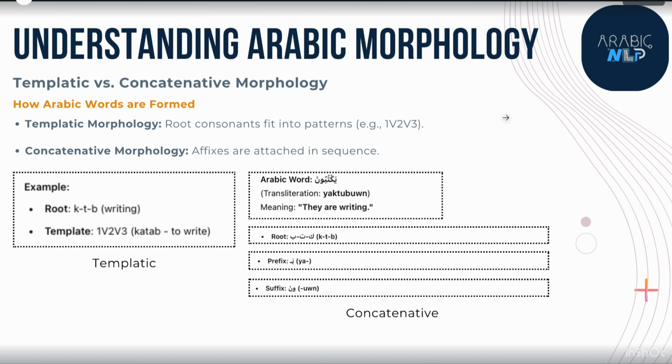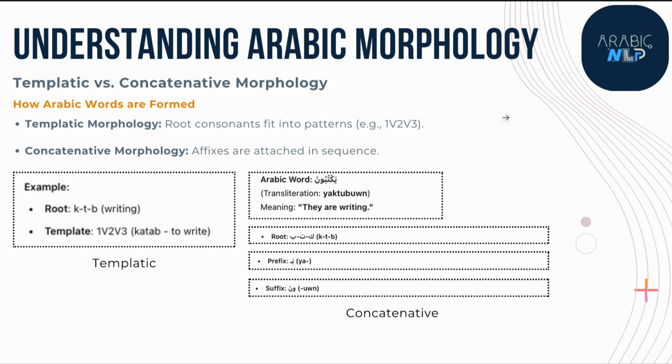Now we want to talk about different things: how Arabic words are formed. We have what's called templatic morphology, and we have the concatenative morphology. Speaking about templatic morphology, roots are placed into patterns to form the words. For example, if we have this root kataba, writing, it fits into the pattern 1v, 2v, 3, which produces the word katab.